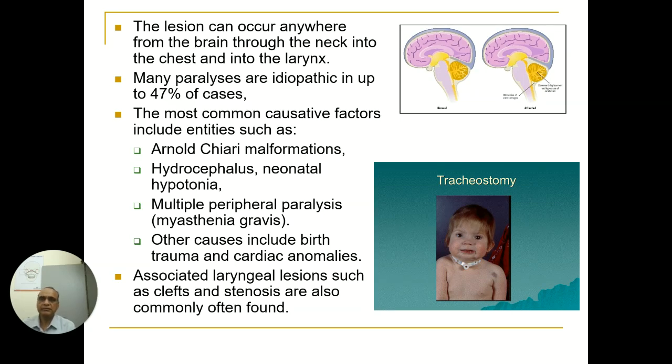The lesion can occur anywhere, starting from the brain down to the neck, into the chest and into the lung. Many paralyses are idiopathic, up to 40% of the cases. The most common causative factors include conditions such as Arnold-Chiari malformations, hydrocephalus, neonatal hypotonia, multiple peripheral paralysis, otherwise myasthenia gravis, and other causes include birth trauma and cardiac anomalies. Associated laryngeal lesions such as clefts and stenosis are also often found. The other side, on the lower part of the frame, is a child with tracheostomy, so thereby the stridor is relieved. The child is a little bit comfortable when compared to the earlier situation.